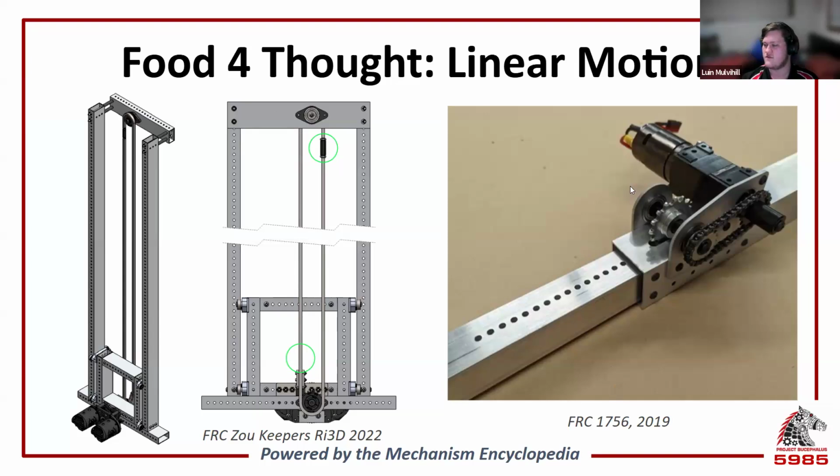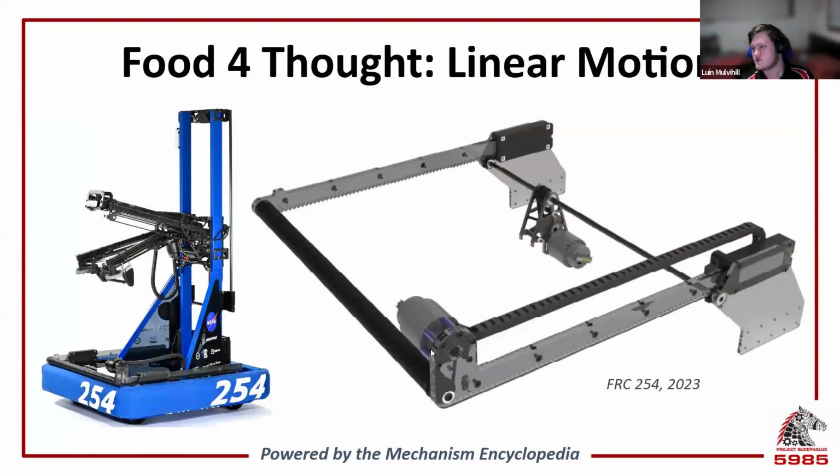We have this funky little device from Argos, which has a sprocket meshing with the tube instead of a chain, kind of like a rack and pinion. Very, very cool. And then last one, we have an actual rack and pinion. We have the teeth 10 DP gears here and the teeth on the polycarbonate rack. And this was 254's intake in 2023 for picking up the cubes.